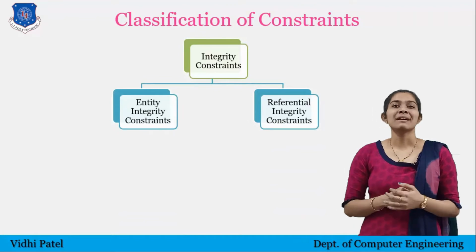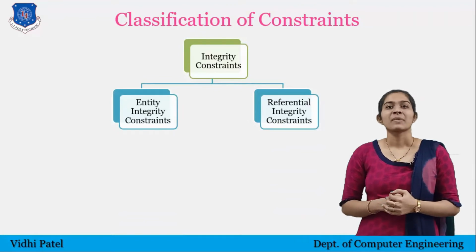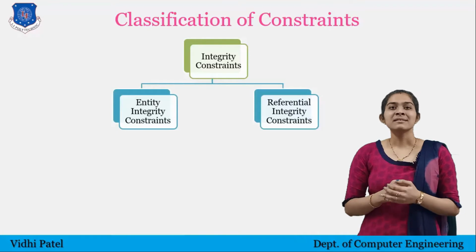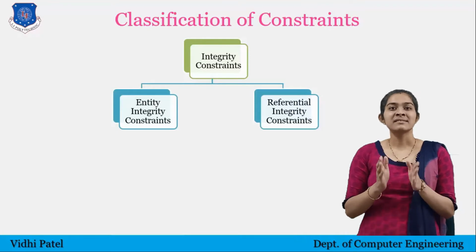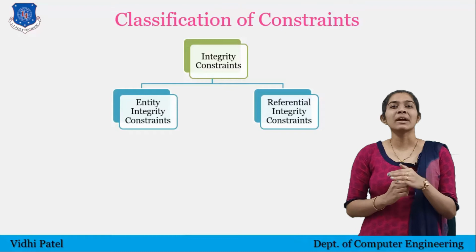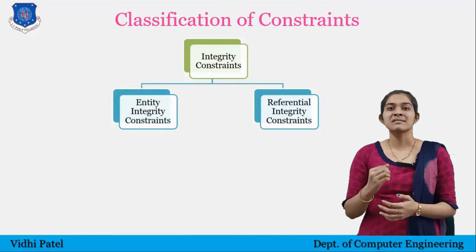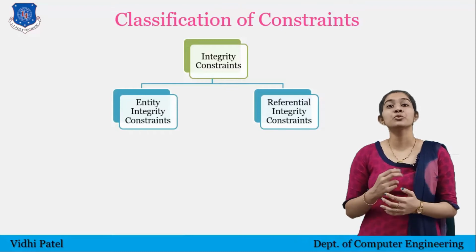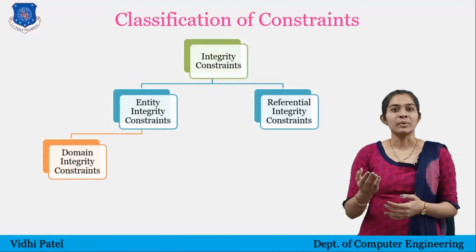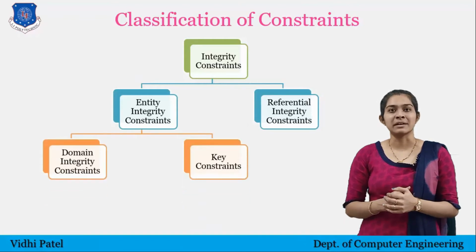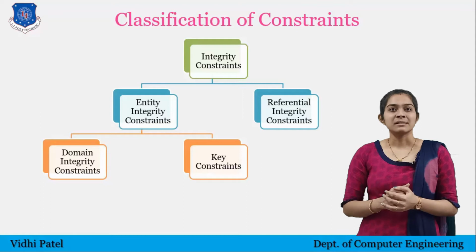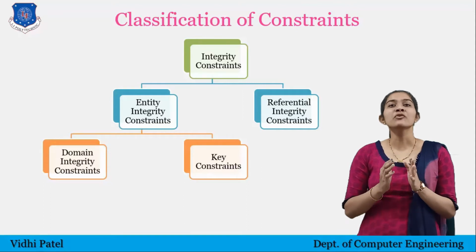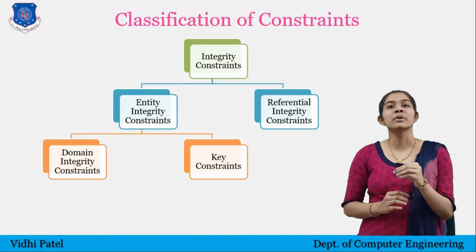Let's start with the entity integrity constraint. Entity integrity constraints are the constraints that restrict the value in a row of an individual table. These constraints are further divided into two subcategories, which are domain integrity constraint and key constraint. Domain integrity constraints specify that the value of each column must belong to a domain of that column.